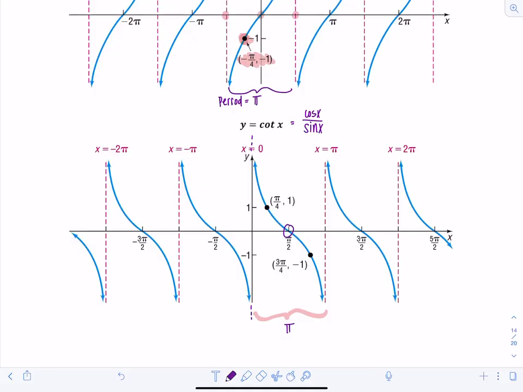So that's pretty much it. Just remember the period is pi on tangent and cotangent, and the process will proceed pretty similar with graphing these as the others. You just got to include those asymptotes.